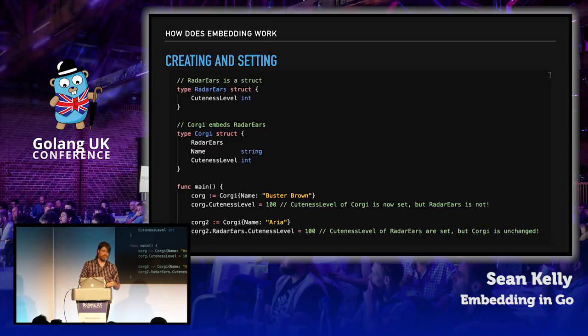If you choose to, and again, this dovetails into the idea that once you embed something, you should probably just leave it alone. You could set the cuteness level on radar ears if you wanted to. That, however, is not going to ferry back up in any way. You're never going to be able to read through to that cuteness level from the outer scope, from that outer promoted method, or that outer promoted function, I should say, or a field. It's always going to basically be isolated behind the scenes. And so once you've interacted with something, the right way to do this would be to create the corgi and pass in a fully constructed set of radar ears at the front and then leave it alone. Never touch it after the fact.